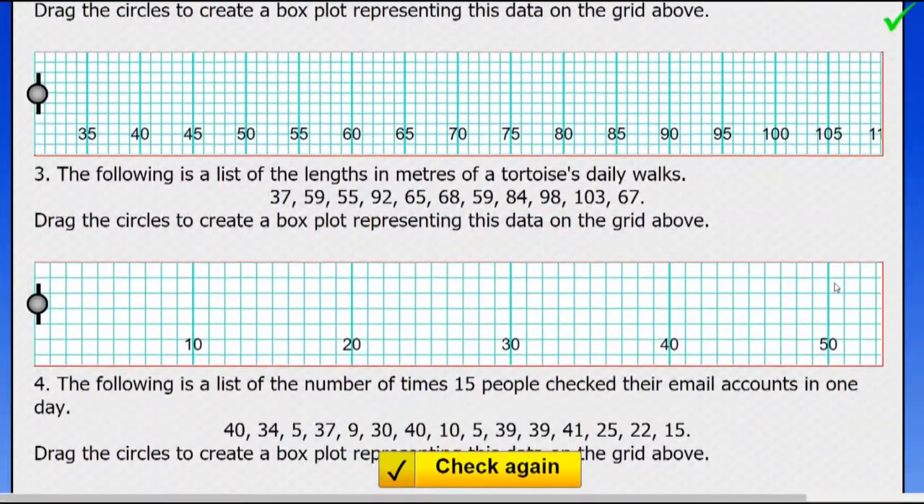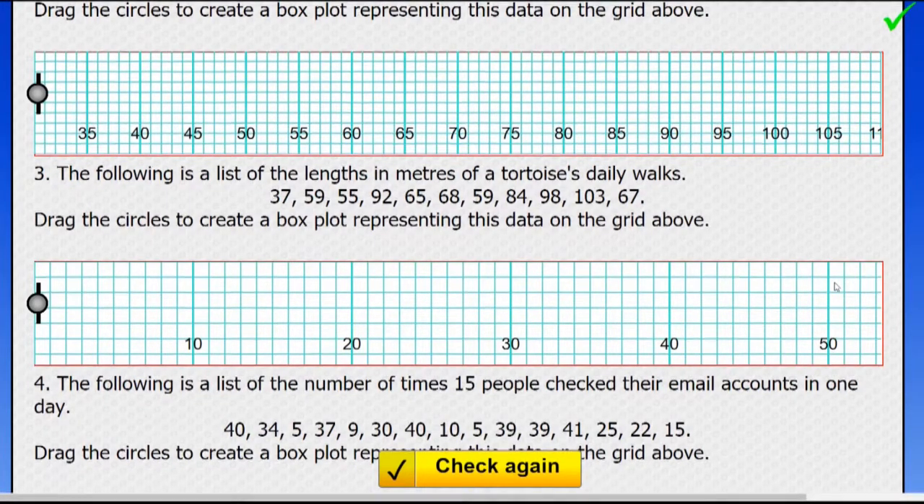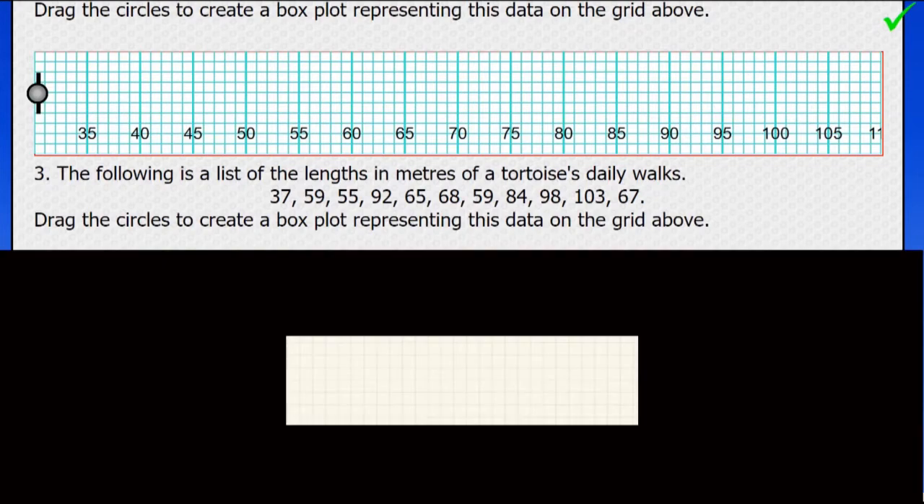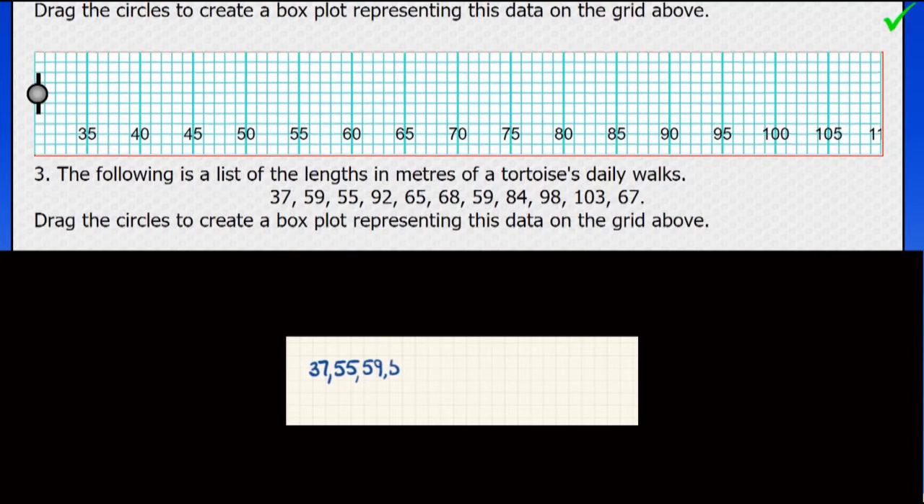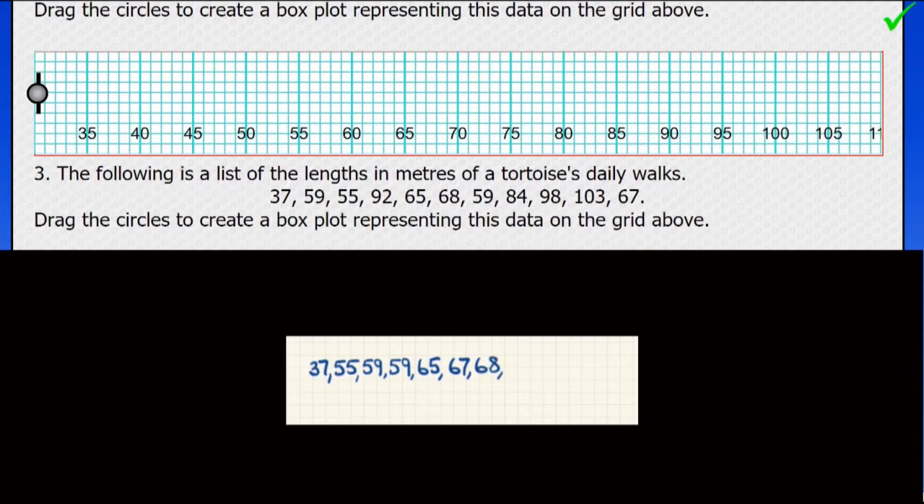Okay then, let's look at question 3. These are the lengths in meters of a tortoise's daily walks. Right, so we have to create a box plot of this data. So the first thing we need to do is write down this data in order. So the data has been collected for 11 days. We have 11 numbers here. So what number would be the middle one for the median? Well, if you've got 11 items, the trick is to add 1 and then divide by 2 to find the number of the middle item.